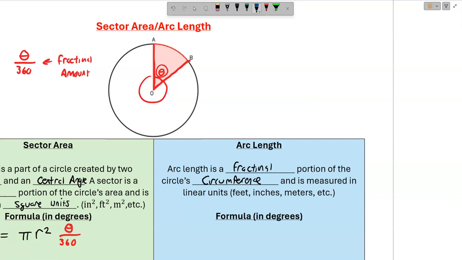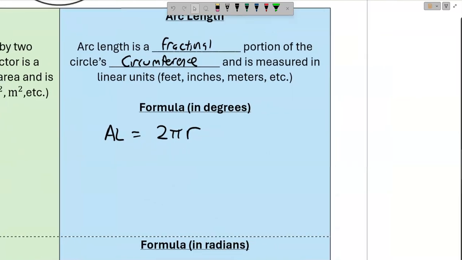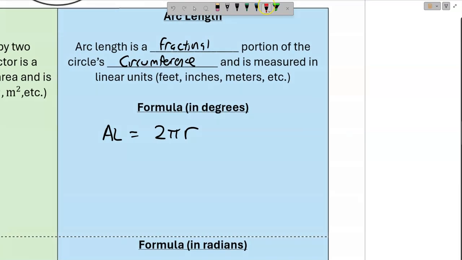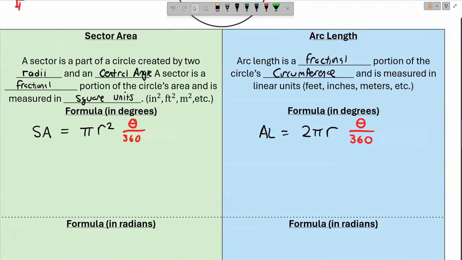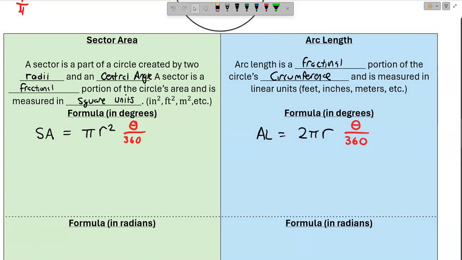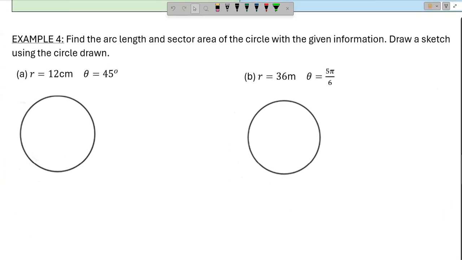So once again, we're going to need to use that important number, theta, to tell us what fractional portion we're working with. And so arc length's formula is going to look like the circumference formula, 2 pi r, but then we're going to multiply it by that fractional part, so in this case, theta over 360. And we're going to use these 2 formulas now to help us find the sector area and arc length of a particular circle.